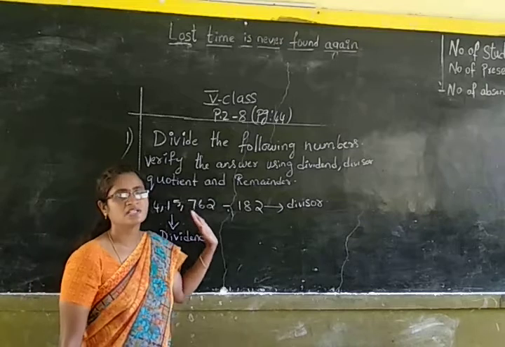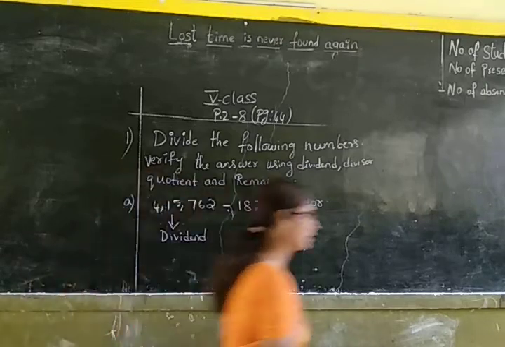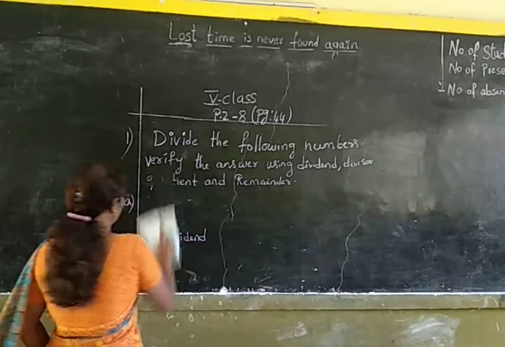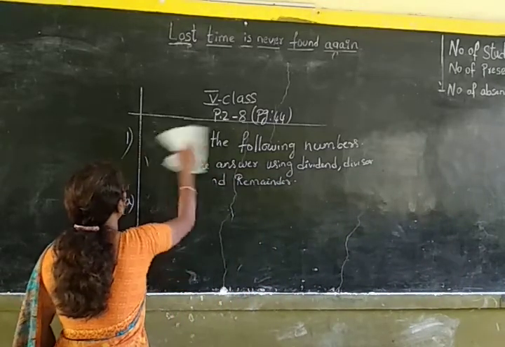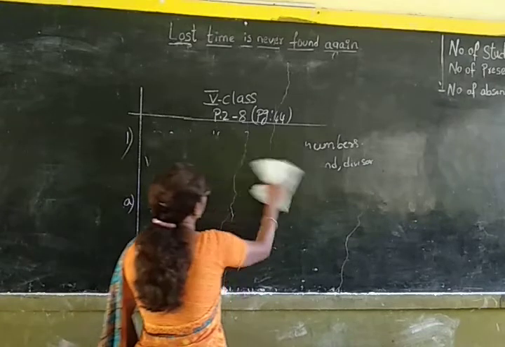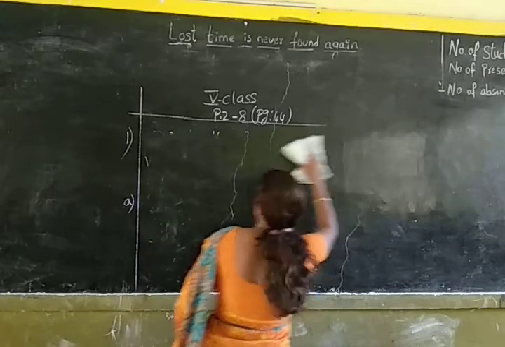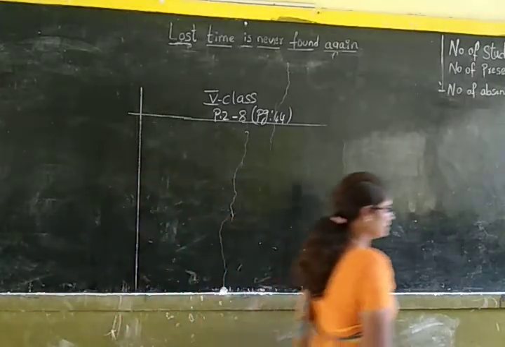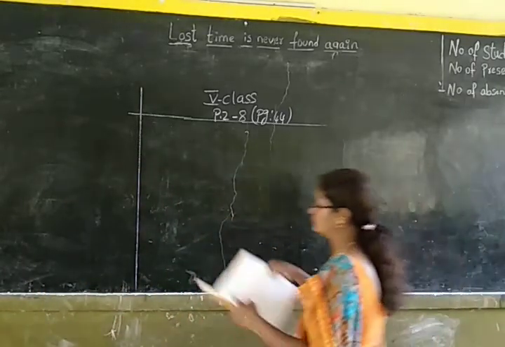Children, for my convenience, I am rubbing the question. You have understood the question, no? So, now we have to divide. For my convenience, I am rubbing the board.